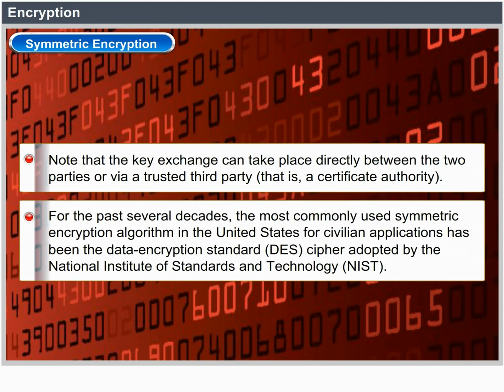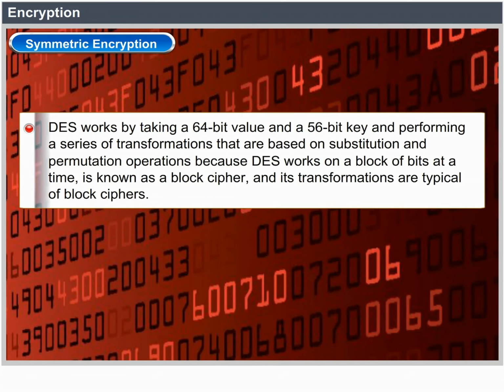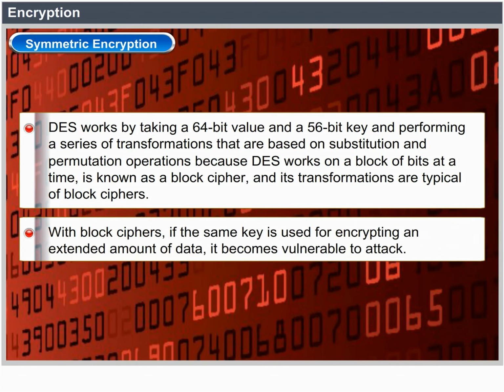For the past several decades, the most commonly used symmetric encryption algorithm in the United States for civilian applications has been the Data Encryption Standard (DES) cipher adopted by the National Institute of Standards and Technology (NIST). DES works by taking a 64-bit value and a 56-bit key and performing a series of transformations that are based on substitution and permutation operations. Because DES works on a block of bits at a time, it is known as a block cipher, and its transformations are typical of block ciphers. With block ciphers, if the same key is used for encrypting an extended amount of data, it becomes vulnerable to attack.